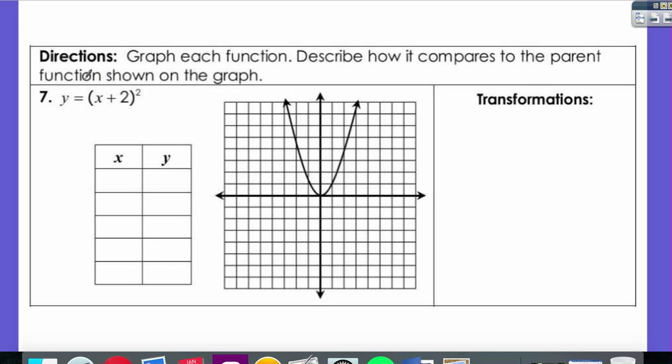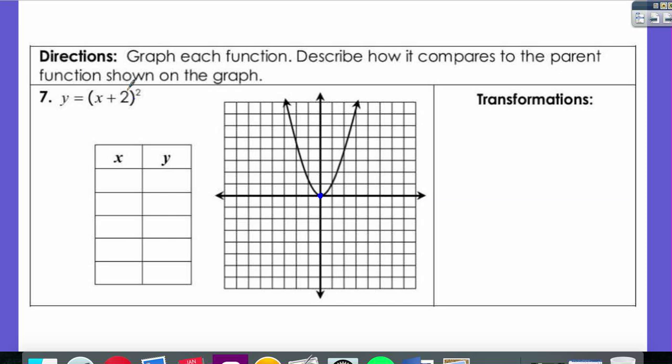Let's look at this function and see if we can pull out the new vertex and talk about what changes we see. The graph on the coordinate plane right now is the parent function. The vertex is at (0, 0), and it is in standard traditional quadratic form.